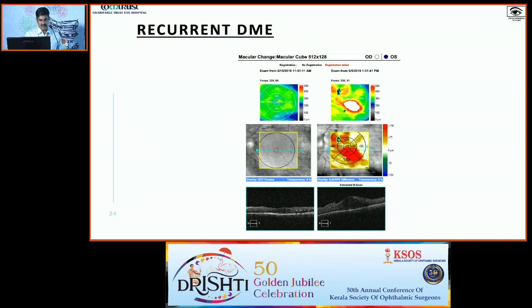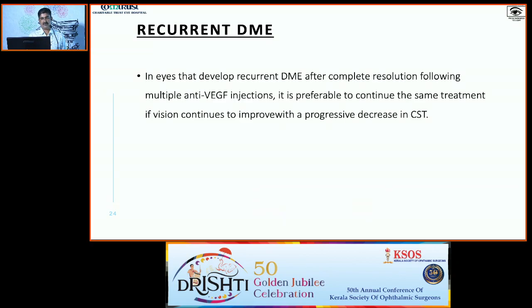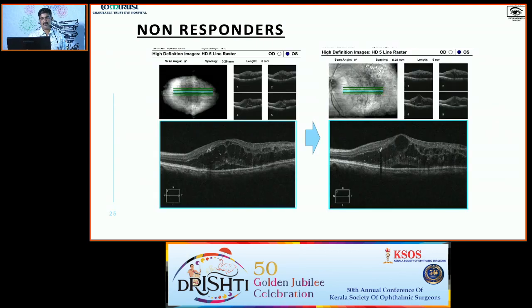Then recurrent DME. You have treated, the patient has responded well, gone back to the end point, but the patient recurred after stopping. Here what will you do? Here it is always better to start treating with the same drug which you have injected before, for which it has responded. No need to switch treatment.